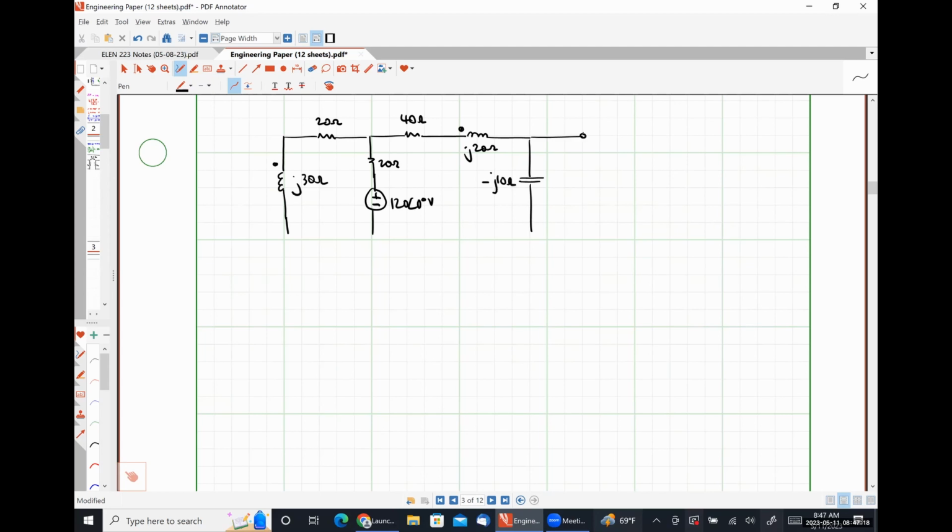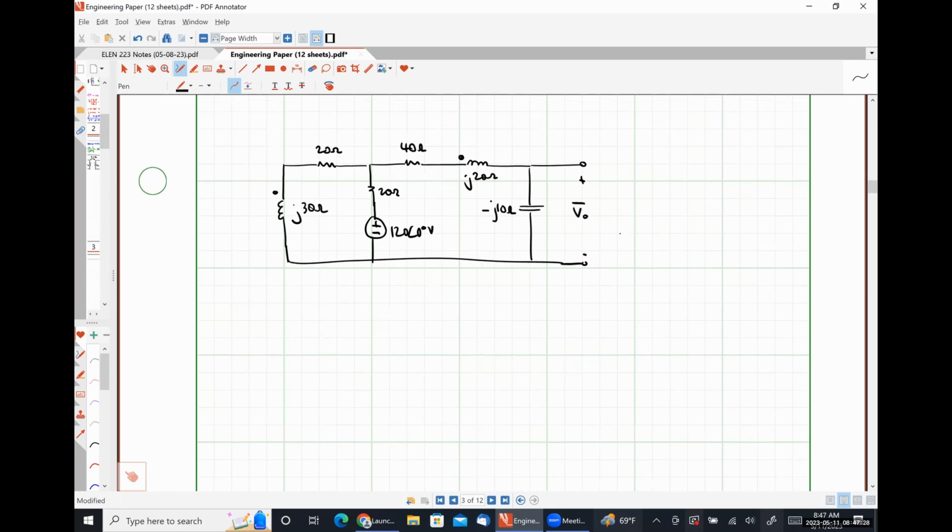And then for this particular problem, they were trying to find this voltage V out. And this inductor is coupled to this inductor by a mutual inductance of J10 ohms. So is that gross enough or do we need more?